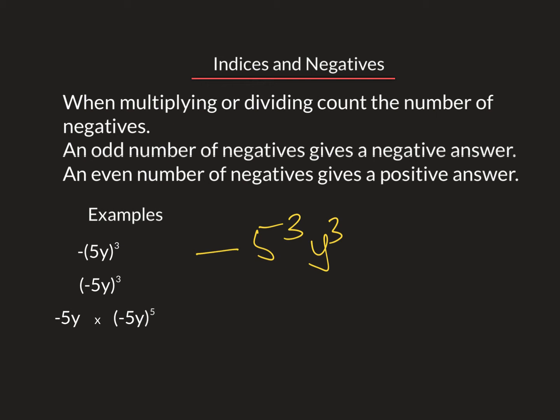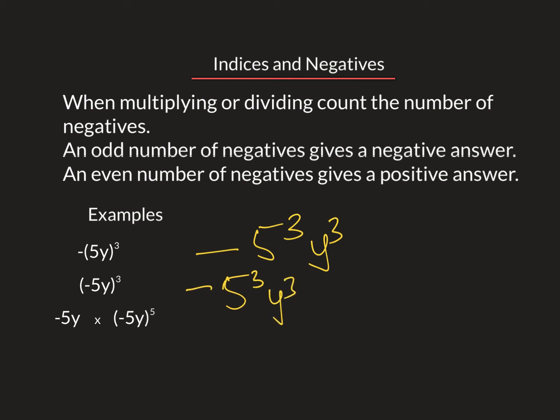In the next question, which is this one below it, the negative is inside the bracket, so it is to the power 3. So in effect, there are 3 negatives. 3 is an odd number, so that means the answer will again be negative. So this one will be negative, and it'll be 5 cubed y cubed.